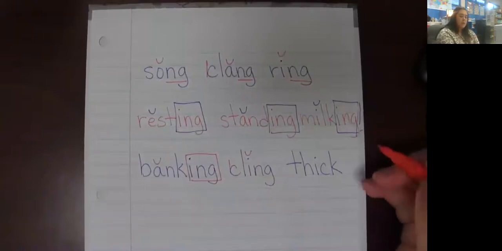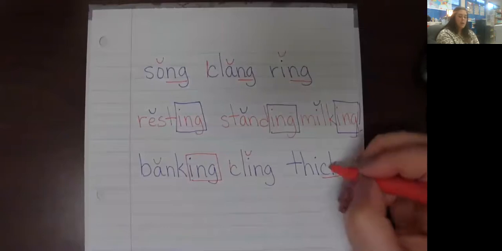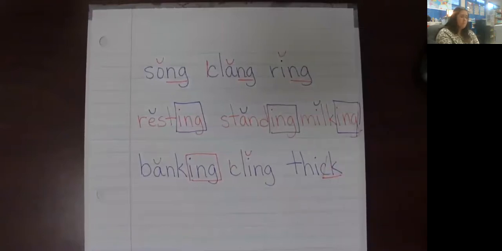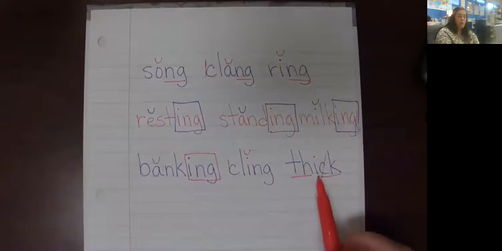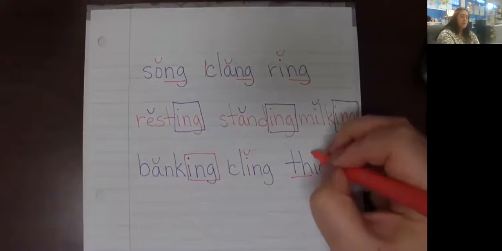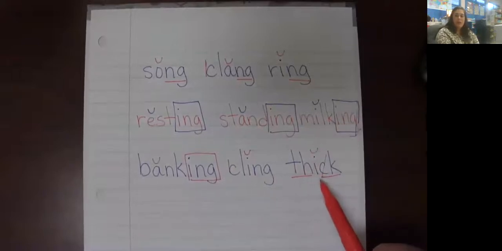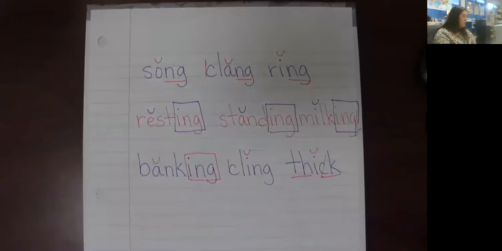And the last one, I see digraph CK, underline it, cross out the C. Then I see digraph TH, we underline it. Then I have my vowel. Vowel I is followed by a consonant, so it gets a breve. Thick. Okay, now we're going to go back to our worksheet.